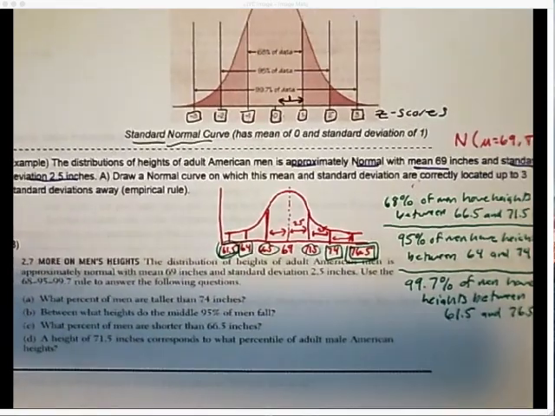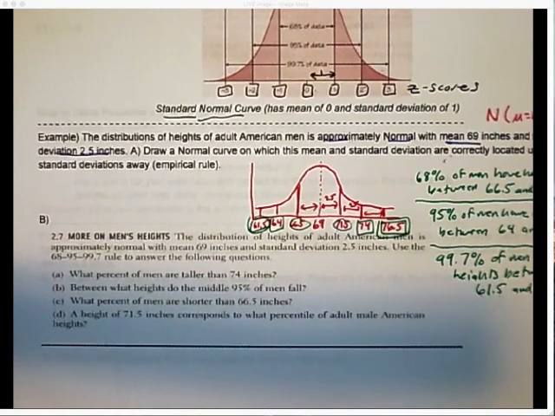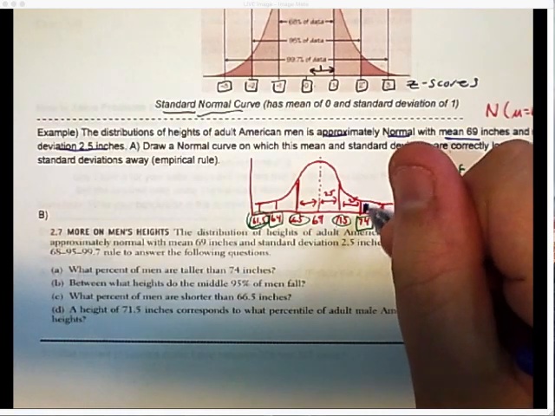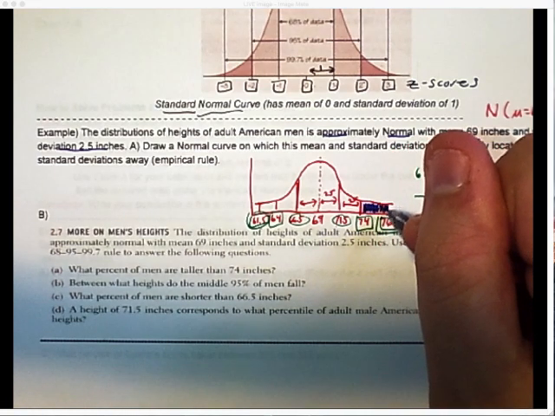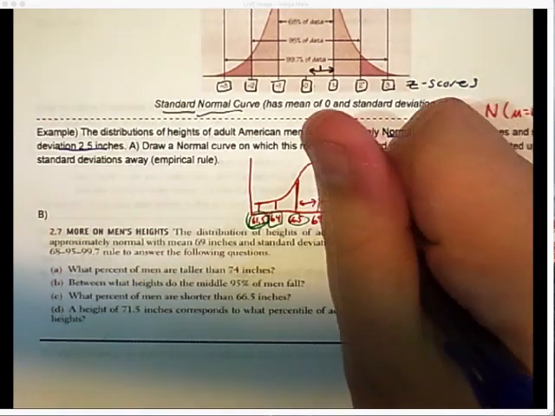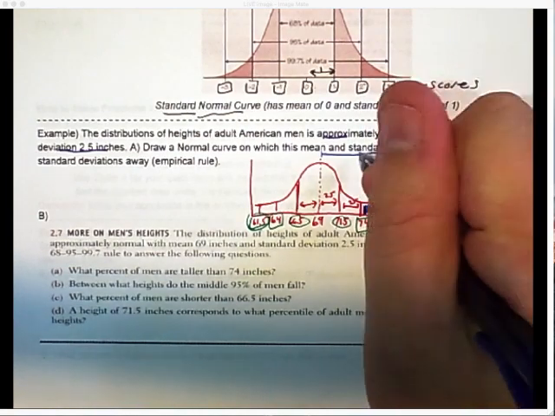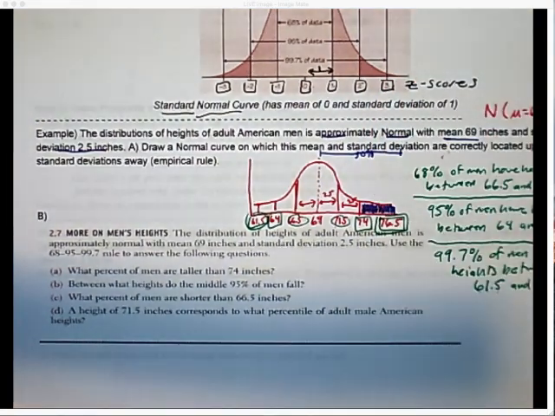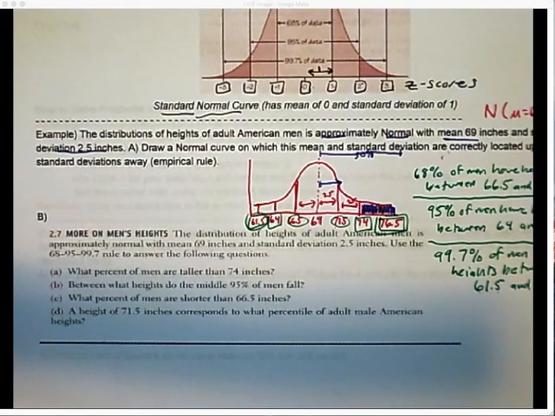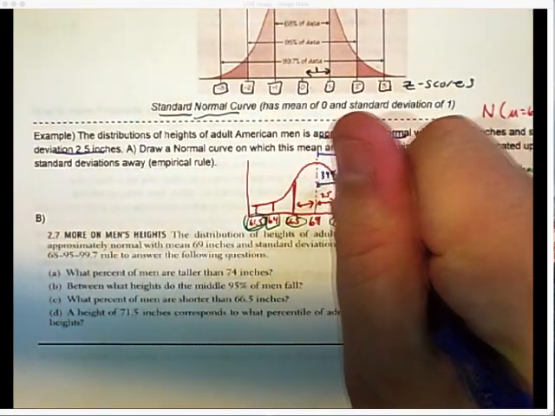Okay, all right. So let's read the question. It says, what percent of men are taller than 74 inches? What they want to know is the area to the right of there, if it's taller than 74. Well, since this curve is symmetric, this part is 50%, and we already talked about, in here, that there's 34% of the data.